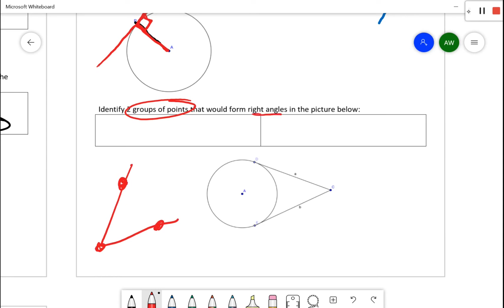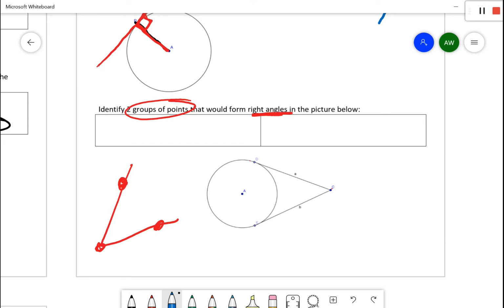So if we want to see which ones are right angles, we're looking for when a radius is intersecting with a tangent line. So the first thing we need to notice here is that CD appears to be a tangent line, because if I extended it, it would still only touch in that one place. And the same thing with CE. This appears to be a tangent line because if I extended it, it still only touches in that one place. So if I'm looking at those two tangent lines, I know that if I take a radius and I intersect it with that tangent line, then I'll have a right angle.